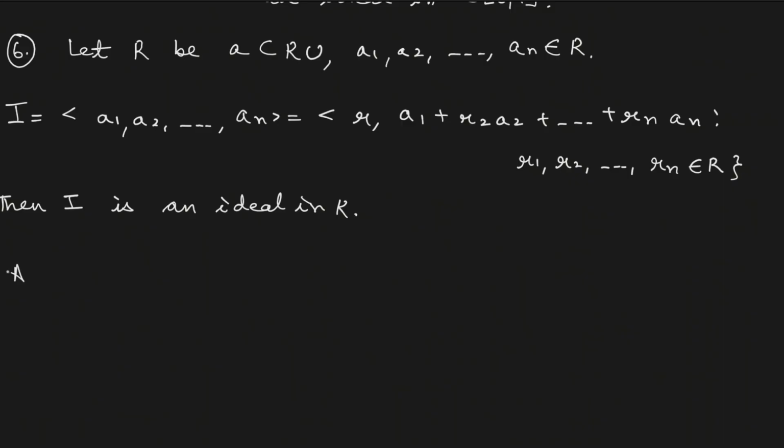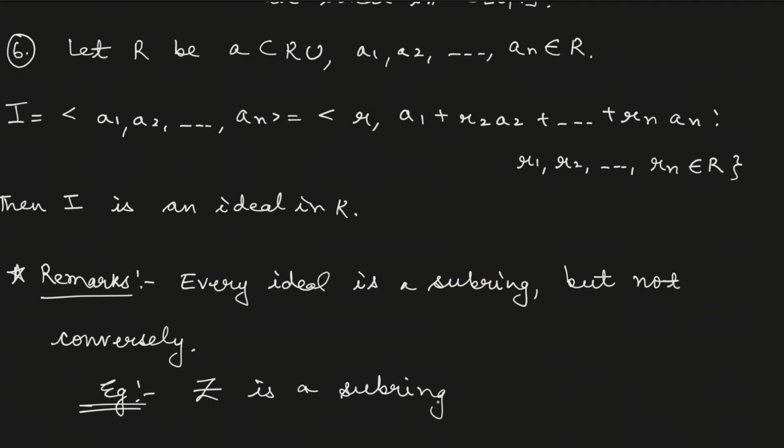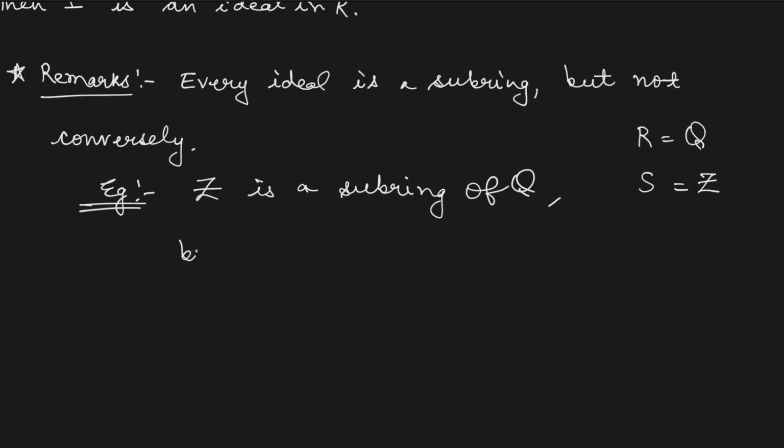Remarks. So every ideal is a subring, but not conversely. For example, Z is a subring of rationals, means ring is our rational numbers and subring is set of integers. But this is not an ideal.